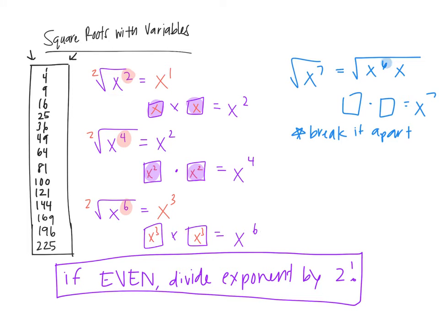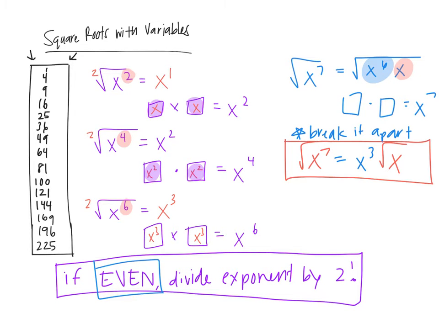If you guys notice here, could we simplify x to the 6th power? Yes, because it's an even exponent, right? It has to be an even exponent. If it is, we can go ahead and divide that by 2. So if I divide x to the 6th by 2, I'm going to get x cubed. However, notice I cannot do anything with my square root of x, right? I cannot simplify that any further, so I'm going to be left over with the square root of x. So the square root of x to the 7th simplifies to be x cubed times the square root of x.